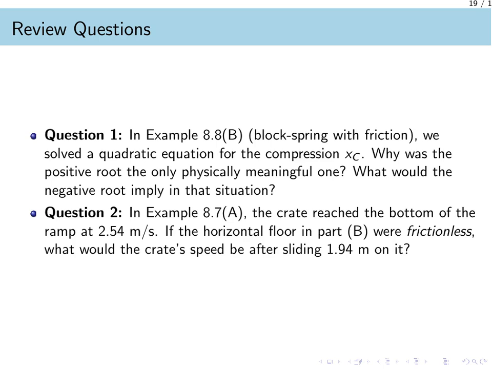The second question is about Example 8.7, the crate on the ramp. We found the crate's speed at the bottom was 2.54 meters per second. The question asks, if the horizontal floor in part B had been frictionless, what would the crate's speed be after it had slid 1.94 meters on that floor? Think about these, and we can discuss them.